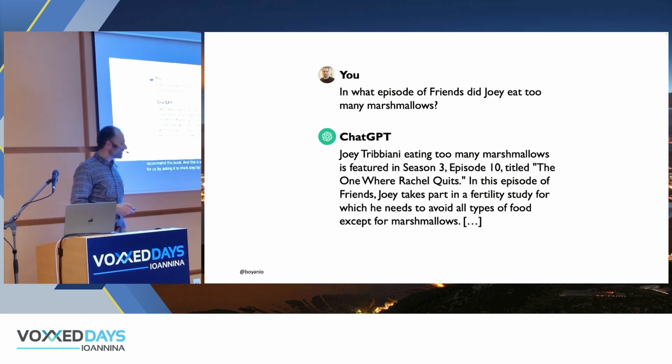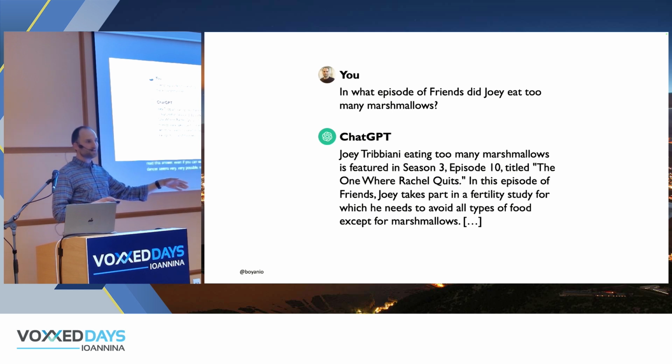So, ask ChatGPT, for example, in what episode of Friends did Joey eat too many marshmallows? And ChatGPT replied, eating too many marshmallows in season 3, episode 10. If you read this answer, even if you have watched the show, it seems very plausible, very truthful. However, it is totally false. There is no such case.